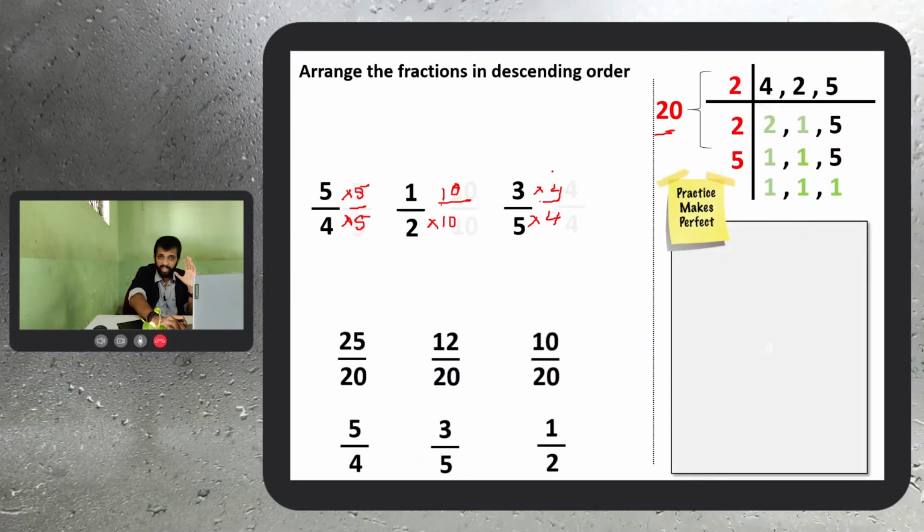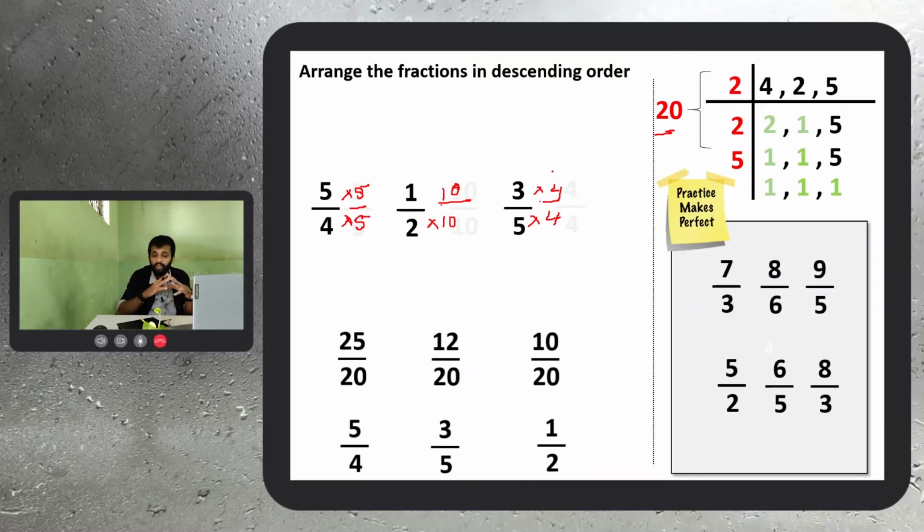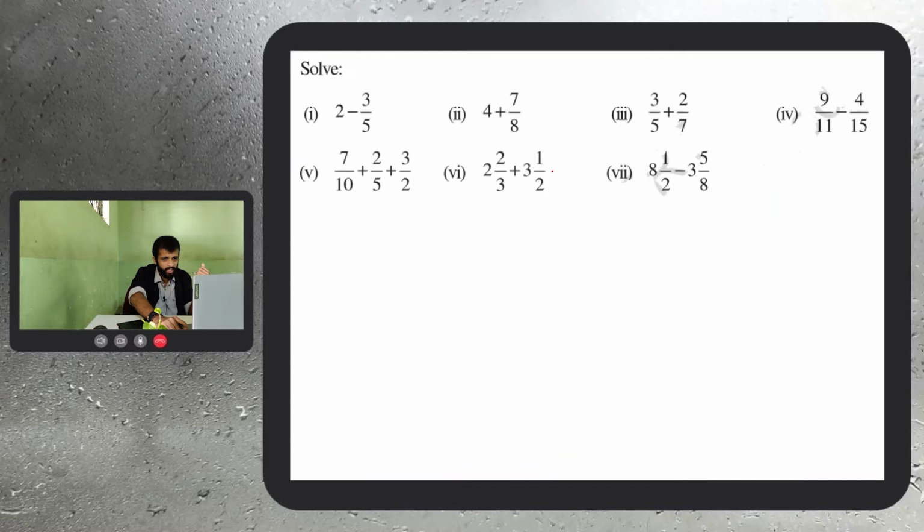If you have understood this method properly, then solve these problems. And if you have not understood, then rewind the video and watch it again. And let's just go ahead with the chapter. Now, you need to solve these questions, and most of it you already know how to do.